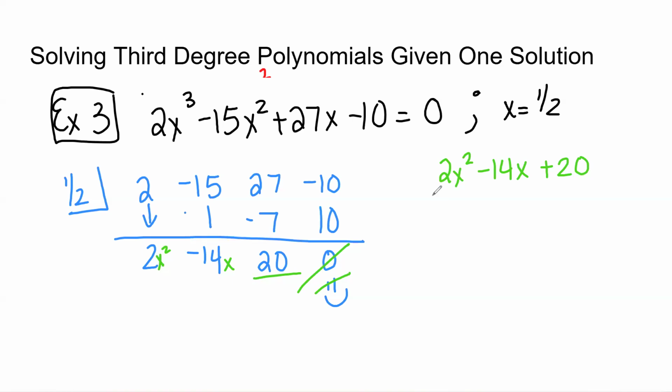Factor that, but watch out. I see a GCF, greatest common factor. All these numbers are even. 2, 14, 20. So let's remove a 2. So let's factor out that common factor 2, which will leave 1x squared minus 7x plus 10. If you don't want to put the 1, you don't have to.